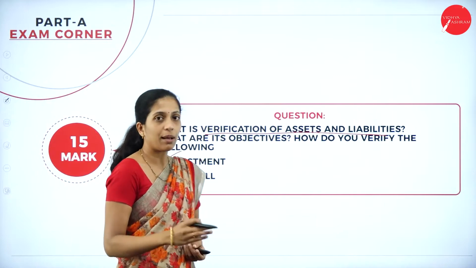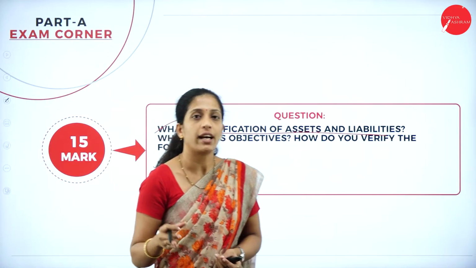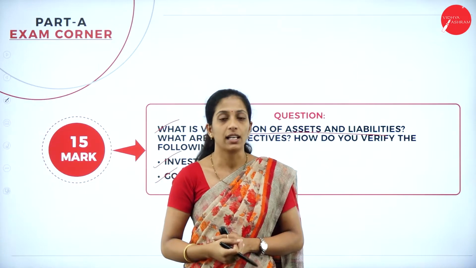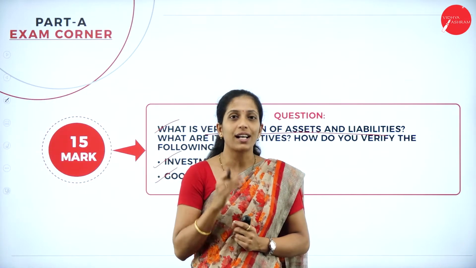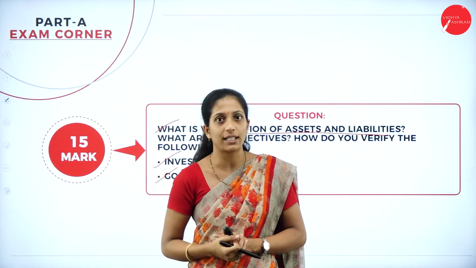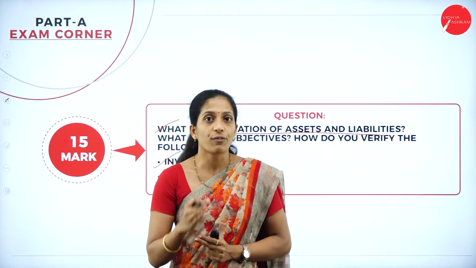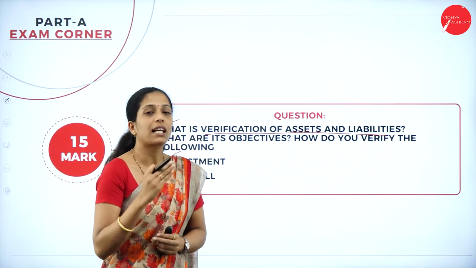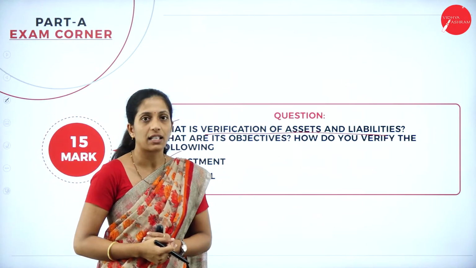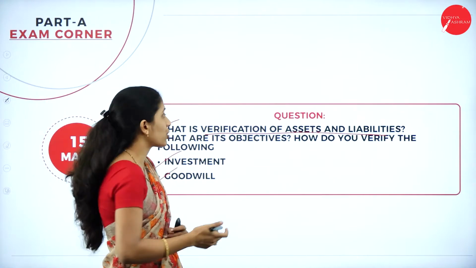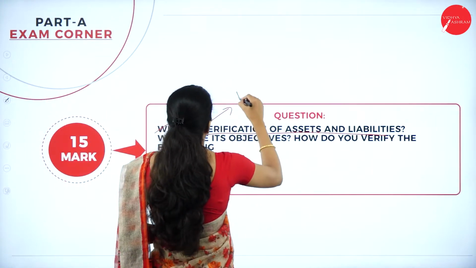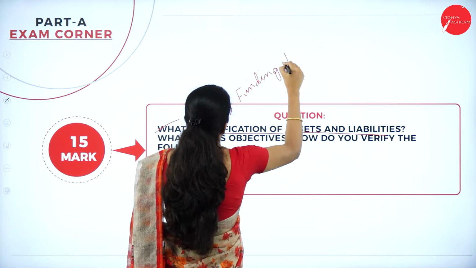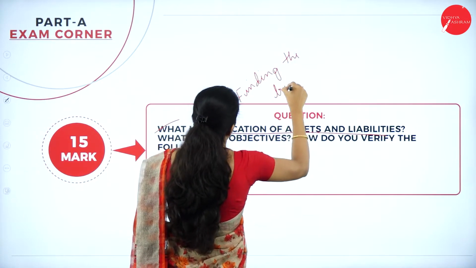Of course, in the balance sheet at the end of the financial year, the organization will show certain assets as well as liabilities. But we actually don't know whether those assets and liabilities are really there in the business or not. For that reason, the auditor has to physically verify those assets and liabilities. So what do you mean by verification? Verification means finding the truth of assets and liabilities.